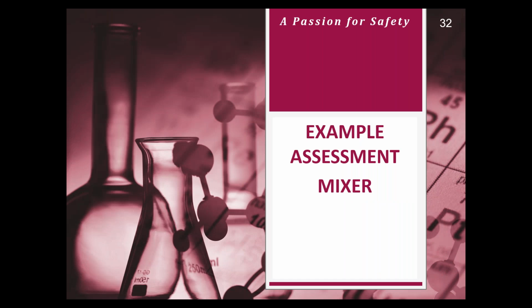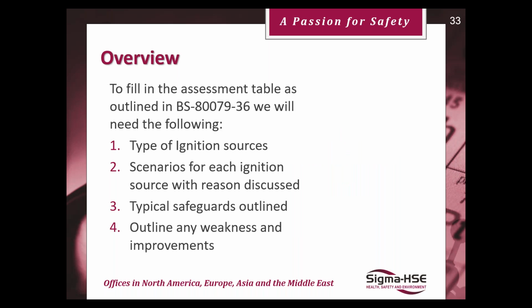So yeah, now I'd like to go through an example of a mixer. Basically, the standard gives you an example or a template table and how to fill it up. So as you mentioned, identify the ignition source if it's effective, identify the scenarios with reasons. For each ignition source, there's a scenario that makes it effective, then the typical safeguards you outline, and outline any weaknesses and improvements. These are the recommendations that usually come out of it.